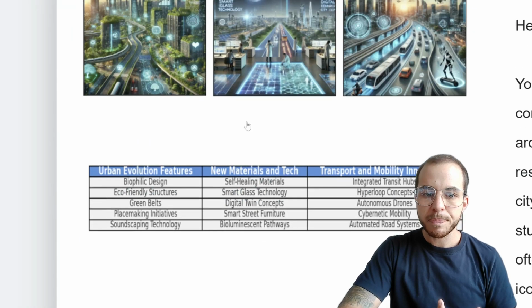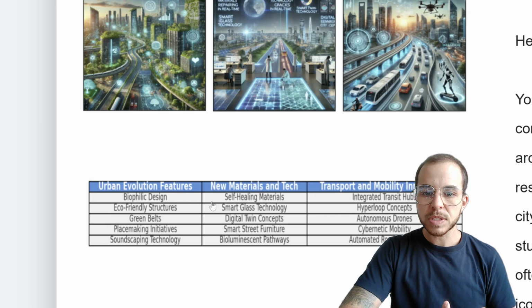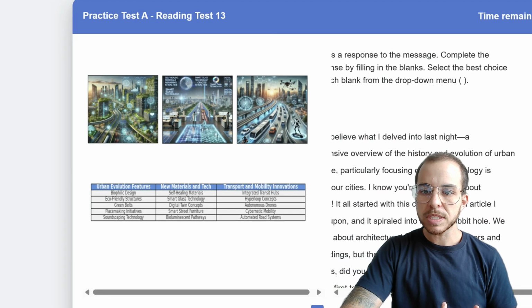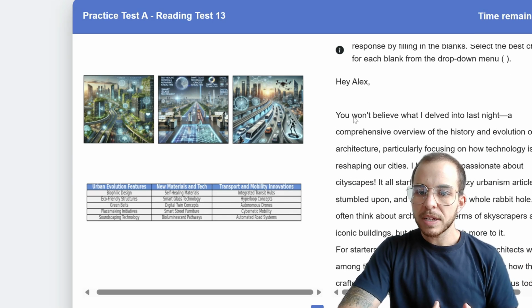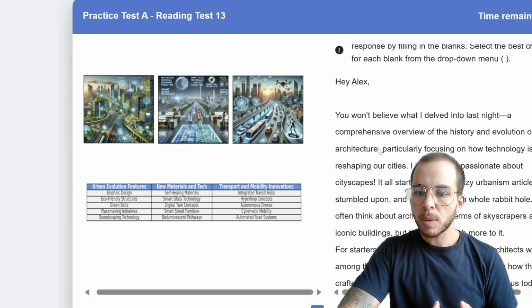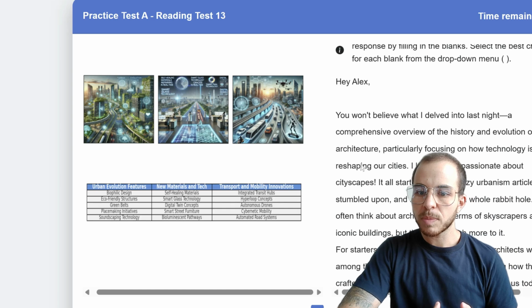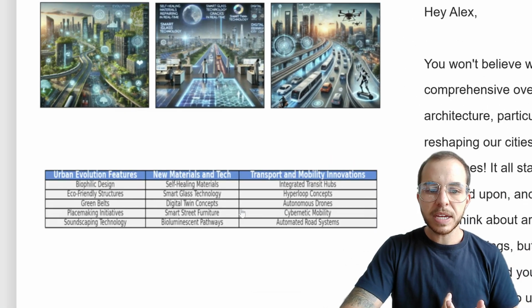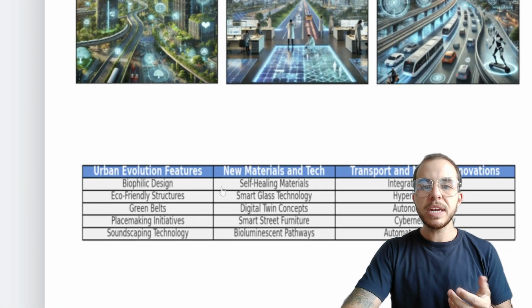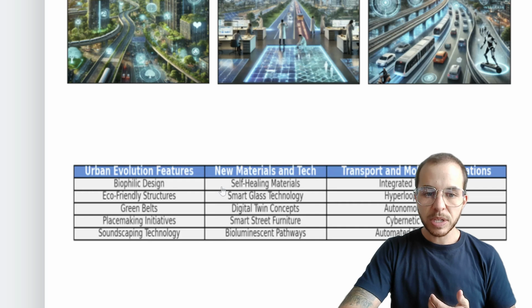What are we looking at? Urban evolution features, new materials for tech, transport and mobility innovations. And just from looking at the text, he says, Alex, you won't believe what I delved into last night, a comprehensive overview of the history of evolution of urban architecture, particularly focusing on technology. All right, so he's just sharing his information. Let's take a look. We're going to understand it briefly and then more in-depth as we go.